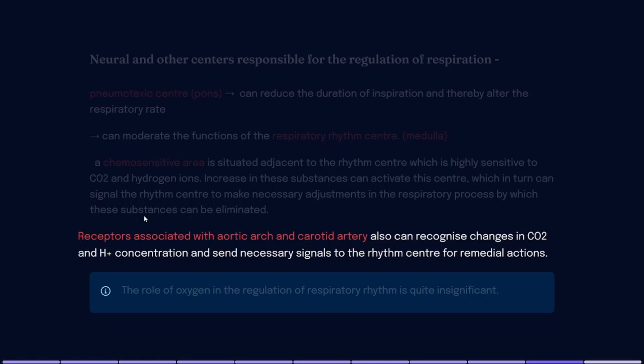First, the respiratory rhythm center in the medulla is the main center which coordinates breathing. So in the medulla oblongata, the respiratory rhythm center is the main center which coordinates breathing. For example, the pneumotaxic center also does its function through the respiratory rhythm center. It moderates the respiratory rhythm center, which means it sends signals to it and tells it what to do. There are chemosensitive areas near the respiratory rhythm center that also send signals to it. Next, there are the receptors outside the brain, in the aortic and carotid artery, which also send their signals to the respiratory rhythm center.